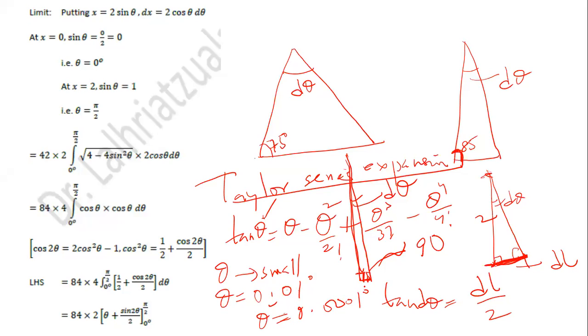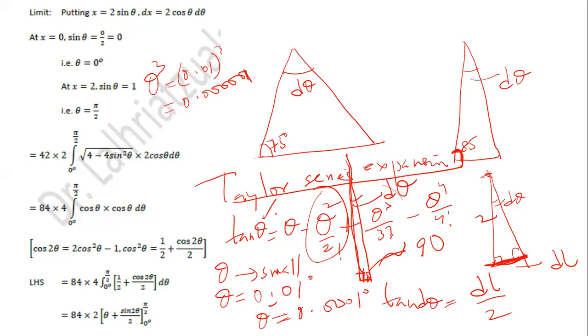Theta square will be 0.0001 degree, right? So if you take theta to be very small, the higher order terms, theta square, theta cube, theta 4 terms, they will become very, very small. What will be theta cube? Theta cube will be, if you take 0.01 to the power 3, this will be 0.000001, this, right? So this theta cube term, theta square term, theta to the power 4 term, they are very small, so they can be negligible for small angle approximation.